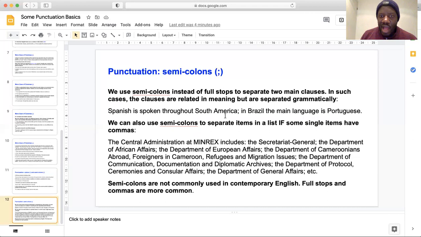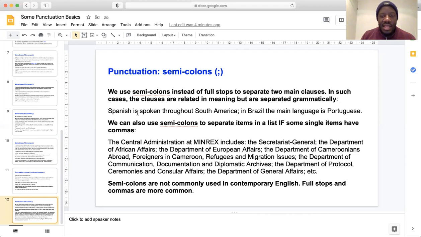Spanish is spoken throughout South America. In Brazil, the main language is Portuguese. You see, Spanish is spoken throughout South America. In Brazil, the main language is Portuguese, but this is an exception. So Brazil is an exception to this rule.